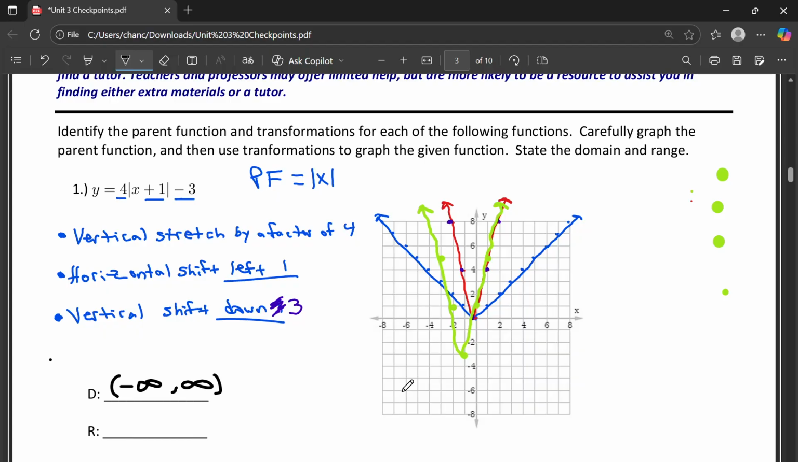For the range, that is how far down it goes and how far up it goes. If I look at how far down it goes, it reaches all the way down to a y value of -3. That's that vertical shift right there. And I can see it on the graph, -3. I am going to make a square bracket because it does actually touch the -3 and it goes all the way to infinity going upwards. There's nothing stopping it from going up. So boom, we have done it.